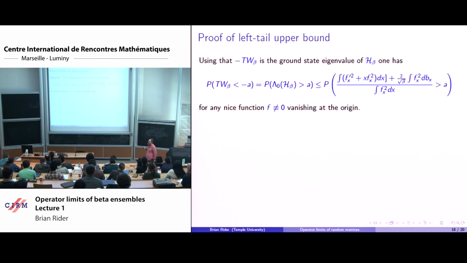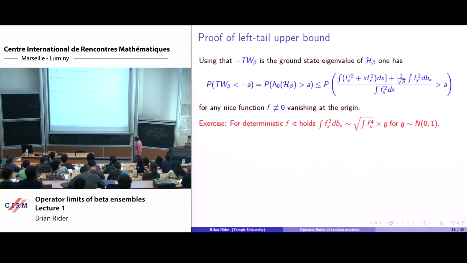So if I just forget about the infimum, I get an upper bound. What I'm doing here is just sticking any test function f into the variational principle. You agree that this is an upper bound for any f I like. Now, the only thing random here, I'm going to choose a deterministic f. So this just becomes a question about a Gaussian variable, because even if you don't know anything about probability, you can prove this.